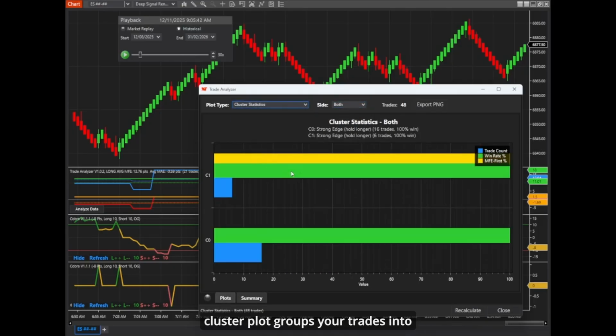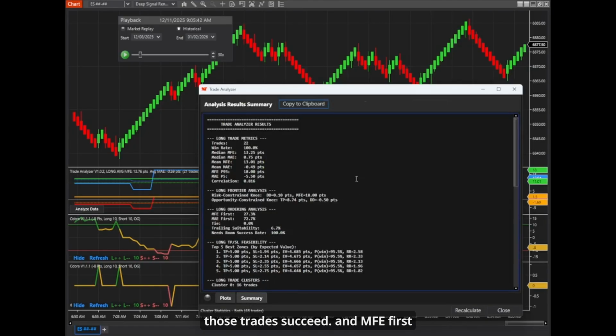A trade cluster plot groups your trades into behavior-based patterns, helping you quickly see which setups perform best. Each cluster includes key statistics. Trade count shows how often the pattern occurs, giving confidence in the data. Win rate reflects consistency, how often those trades succeed. And MFE first percent measures timing, how often trades move into profit before drawdown.